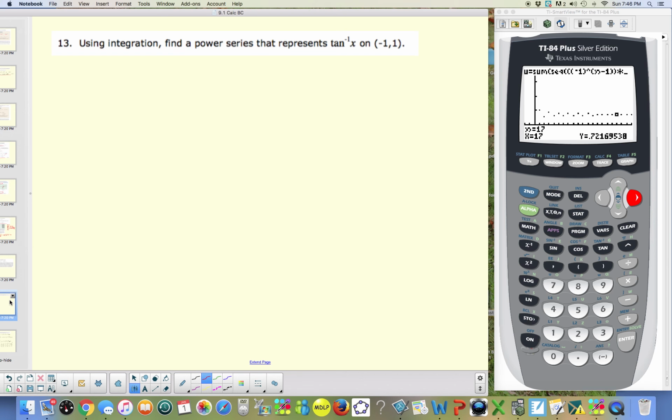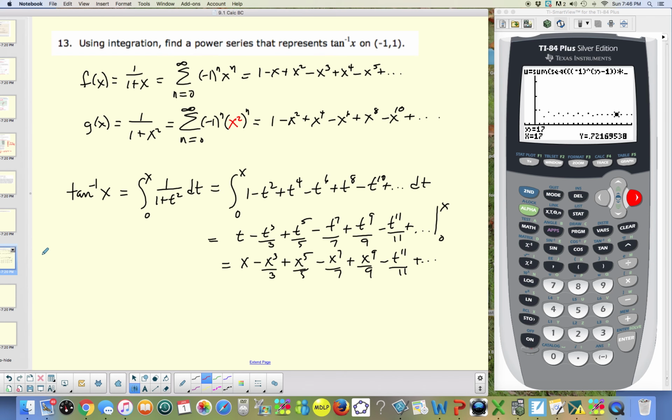Okay, let's use integration to find a power series that represents tan inverse x. All right, so I know what 1 over 1 plus x is. Here's the power series that we've talked about before in a previous screencast. Now I want 1 over 1 plus x squared. Well, all I'm going to do is substitute x squared in here because that's what my ratio is going to be. And so now here's my representation for my power series for this.